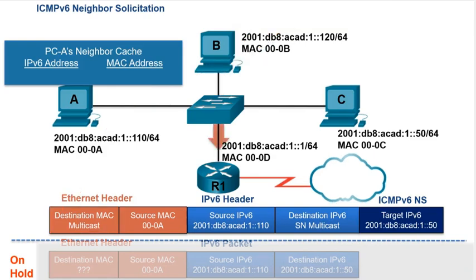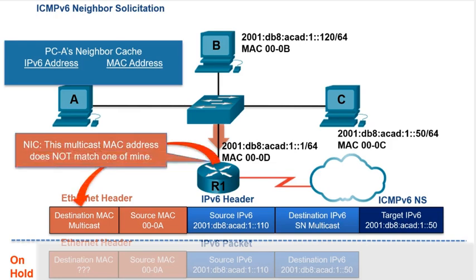Router R1 receives the frame on its LAN interface. A similar process occurs on R1's interface. The Ethernet NIC ignores the frame because the destination multicast MAC address does not map to any of its IPv6 addresses. ICMPv6 neighbor solicitation messages are not forwarded by the router. This is because the solicited node multicast address in the IPv6 header is sent with link-local scope, which tells the router not to forward these packets off the local link network.